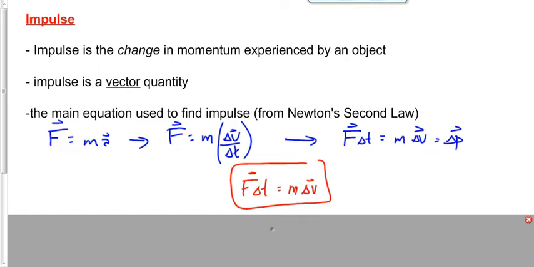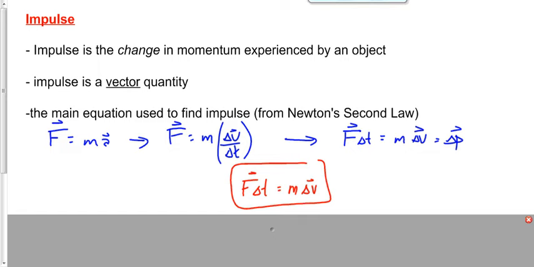This equation validates what we hypothesized just a few minutes ago, right? What are the two things that are required for there to be a change in momentum? Well, you got to apply a force and over a period of time. Force and time matter. Bigger force, bigger impulse, bigger change in momentum. Bigger time, bigger impulse, bigger change in momentum. Right?